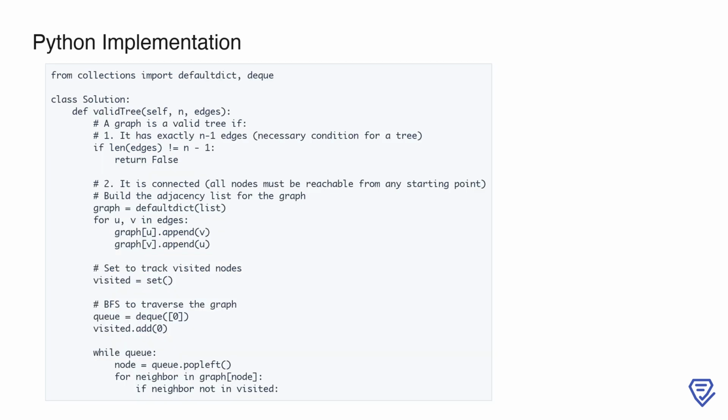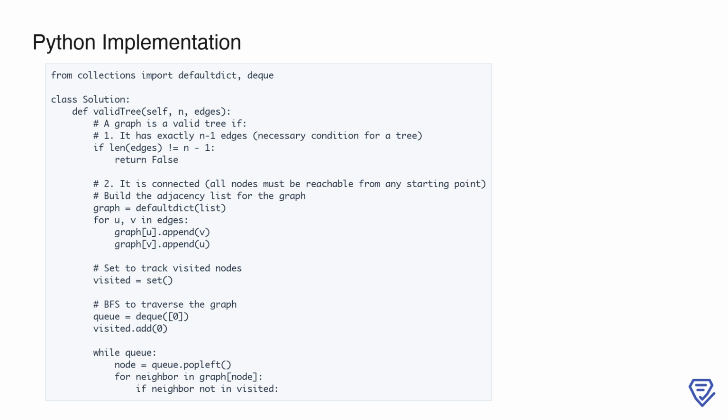To determine if a graph is a valid tree, we start by understanding 2 key conditions. First, a valid tree must have exactly n-1 edges, where n is the number of nodes. This is a fundamental property of trees, as having fewer or more edges would either leave the graph disconnected or create cycles. So, we check this condition up front by comparing the length of the edges list to n-1. If this condition fails, we can immediately return false.